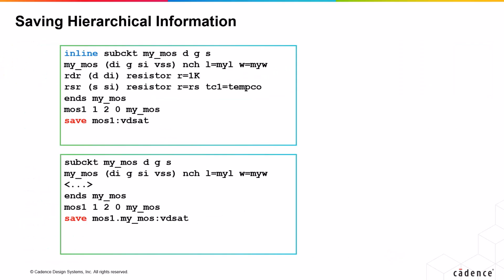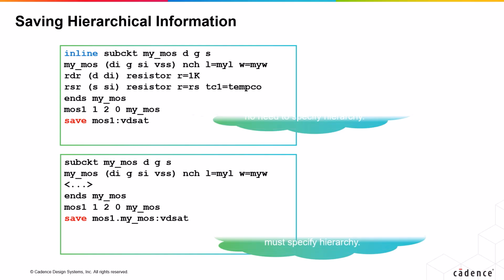Saving hierarchical information. To save information corresponding to devices in subcircuits, you must include the full hierarchical path to the device. The only exception is in the case of the inline component of an inline subcircuit.